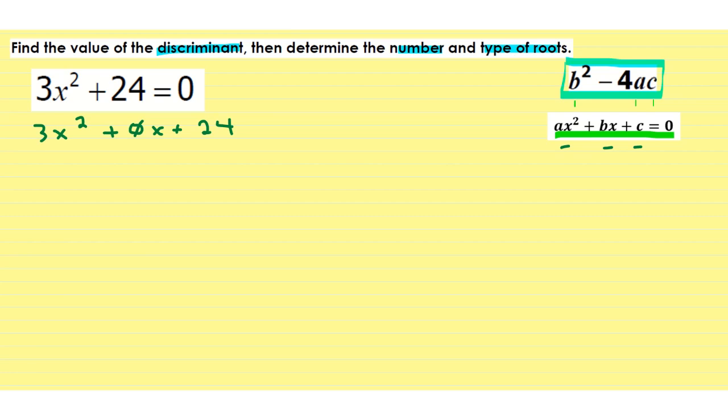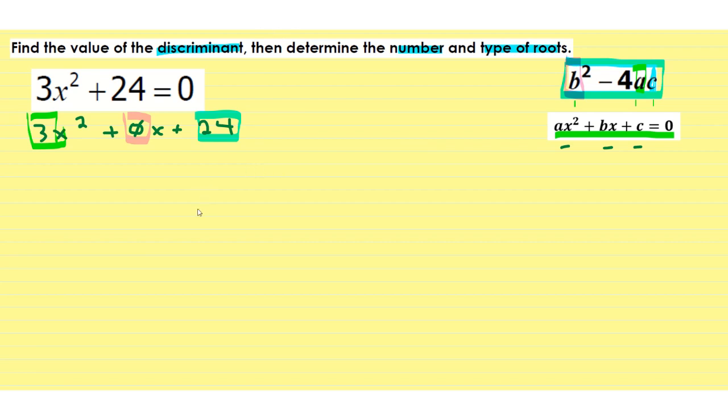Okay, so now we can determine what is our b value. Our b value is going to be the 0 in front of the x. And our a value is going to be the 3 in front of the x squared number. And the c value is going to be our 24. So now let's go ahead and substitute all those numbers in.